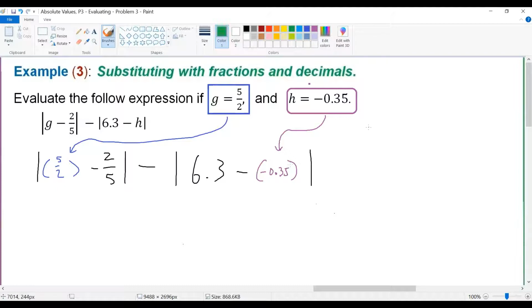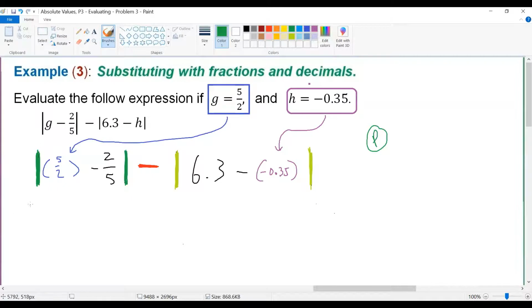We have to remind ourselves the first thing we've got to deal with is parentheses again. Since absolute values are treated like parentheses, we're going to have two sets to take care of. We're going to take care of this first set of absolute values. Then following, we're going to have a second set of absolute values to take care of. Once those are completed, we can finish off the problem by subtracting.